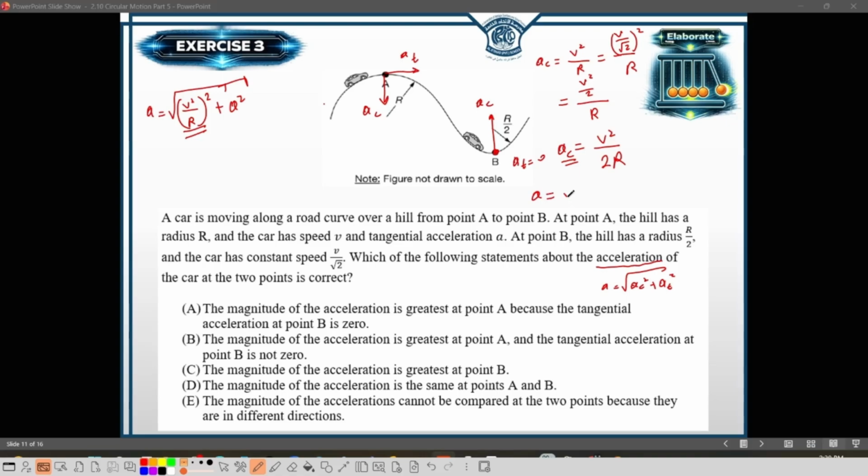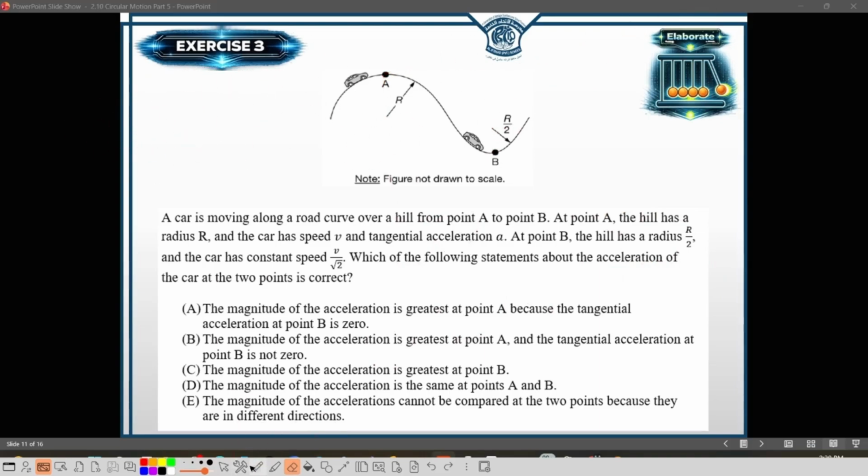However, to find the total or net acceleration, we just need to write over 2R to the power 2. Remember, the tangential acceleration at point B is 0. By comparing these two results, one can realize that the magnitude of acceleration at point A is much greater than the magnitude of acceleration at point B, and the reason is that there is no more tangential acceleration at point B. So the magnitude of acceleration is the greatest at point A, because the tangential acceleration at point B is 0. And the correct answer would be A.